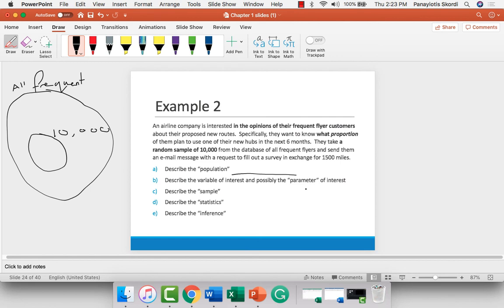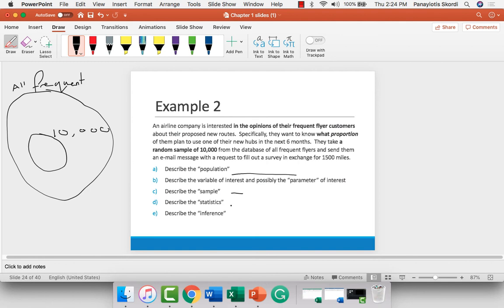Well, the variable that they're interested in finding is the probability that they will use the new hub in the next 6 months. What proportion of them plan to use one of their new hubs in the next 6 months? So that's what they want to find, but they want to find it at the population level. So the proportion of people out of everybody that will use one of their new hubs in the next 6 months. So that's part B. C is the sample. Well, the sample is just these 10,000 people in here.